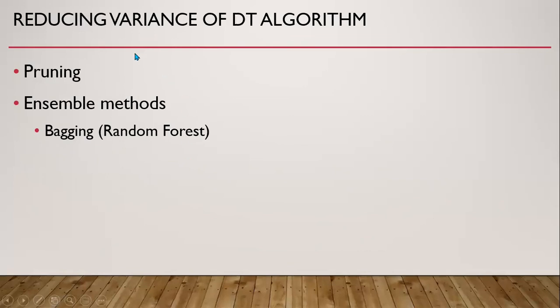So how do we avoid the problem of overfitting, or how do we reduce the variance of the decision tree algorithm? This variance is for the bias-variance trade-off. We can do pruning of the tree, we can make a tree with limited depth, and we can also use ensemble techniques like bagging, for example, random forest.